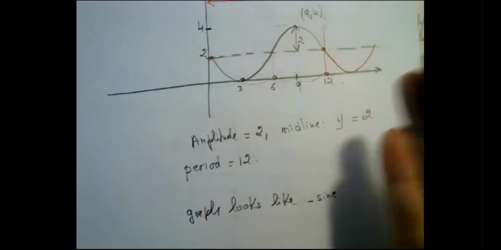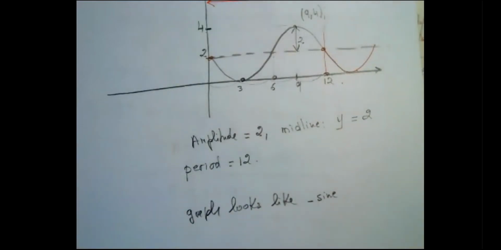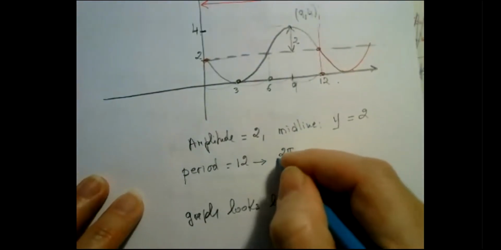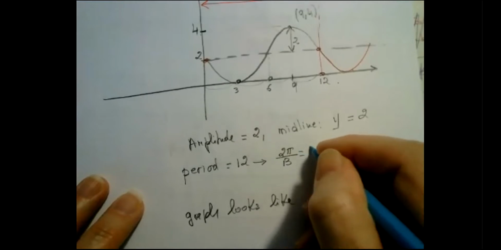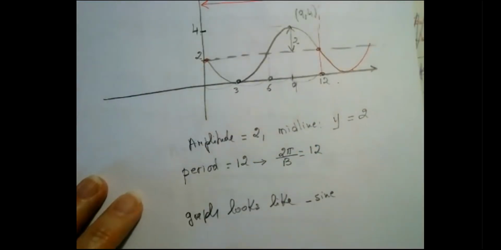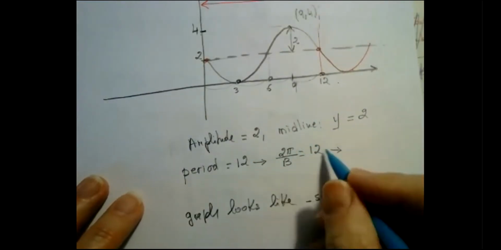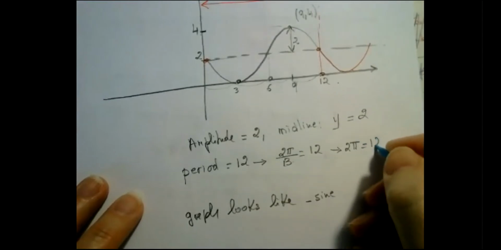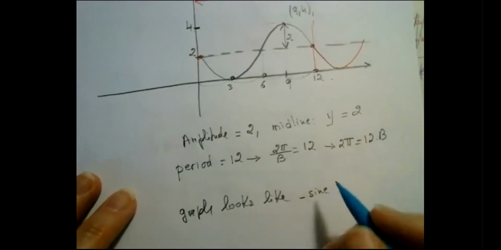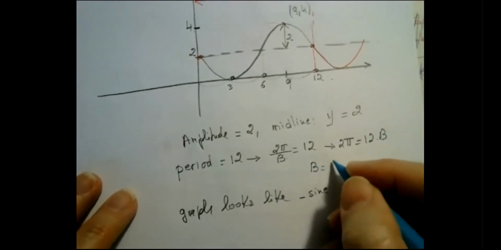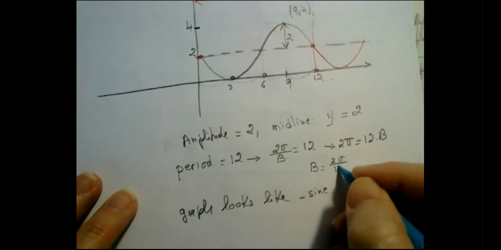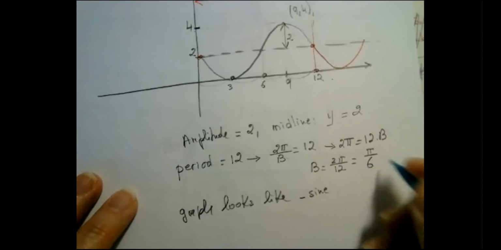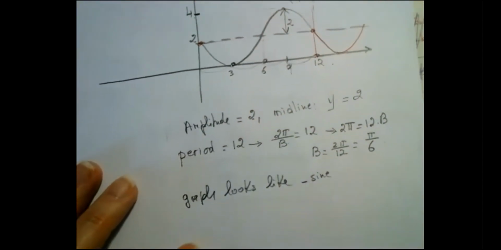And the peak happened at one of those pieces. So now the period is 12. It means 2 pi over b is equal to 12, because in those problems b is what I want. Multiply by b across would give me 2 pi equal 12 times b. So my b would be 2 pi over 12. Now we simplify, giving me pi over 6. And now the picture is complete.